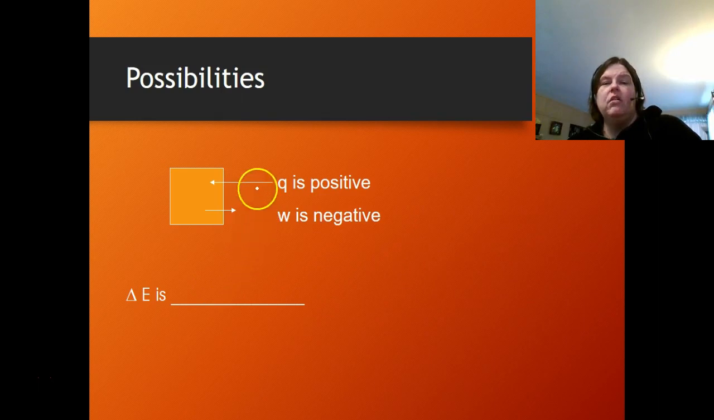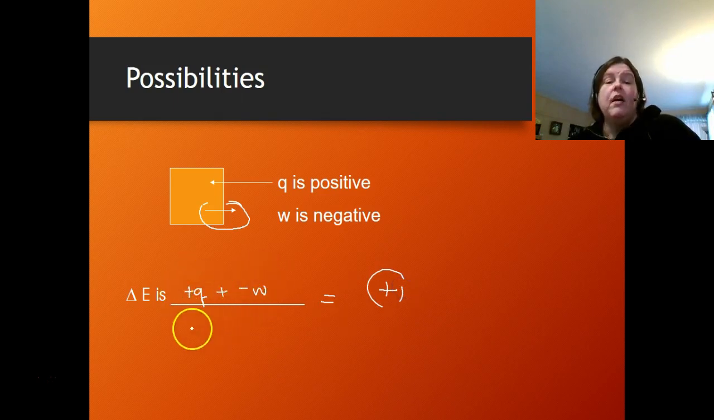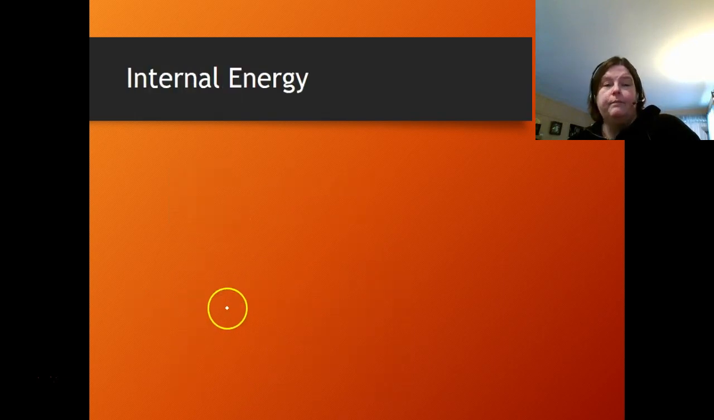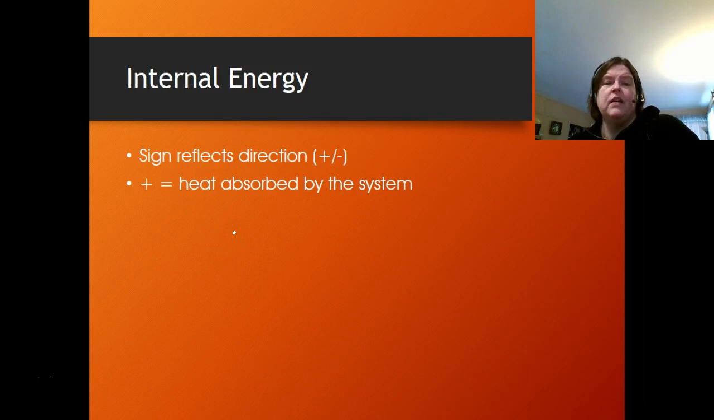In this situation, look at the magnitude of the difference. Q is positive, plus a negative W. But look how small W is. So overall, in this particular situation, you're going to have a positive delta E. Now, if it's opposite, if this is smaller and this is bigger, then it changes, and we see that. So internal energy does reflect the direction of the sign.